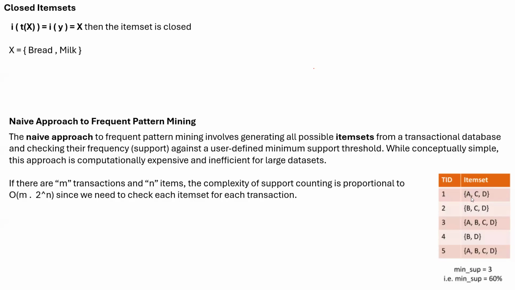AC doesn't happen in the second transaction, but it happens in the third, fourth, and fifth transactions. The support of AC is 3. So AC is a valid combination.